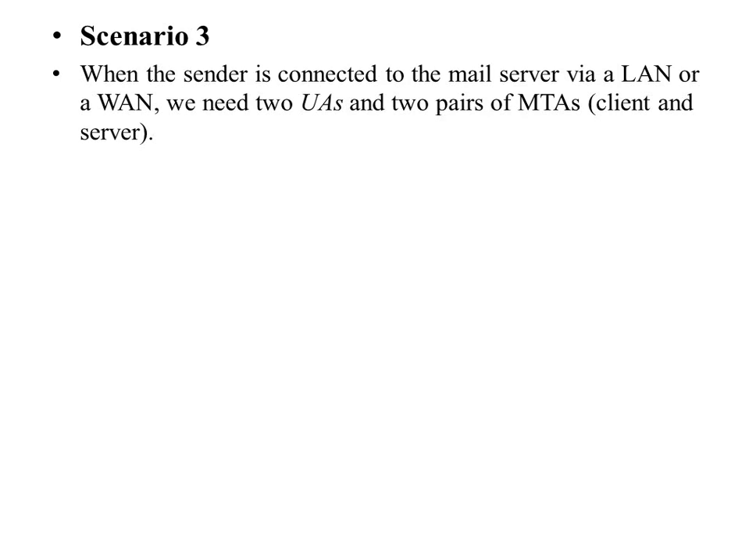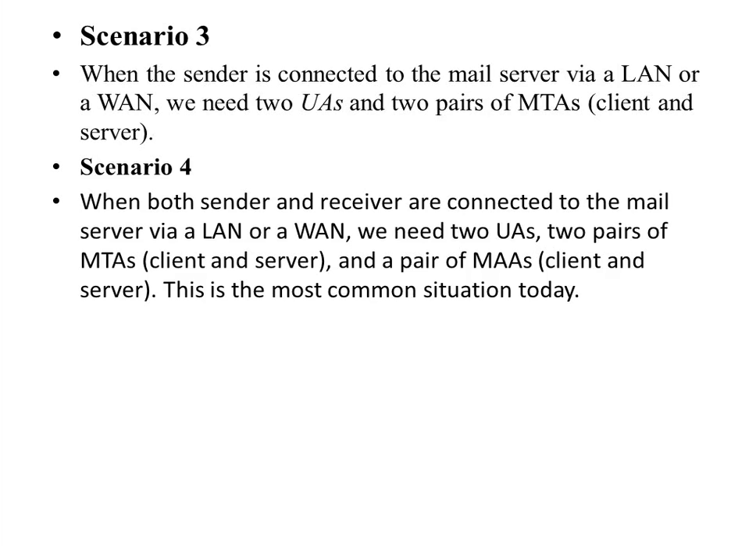So this is a client-server type of structure. That means through a LAN you are trying to access the email. So you will require 2 UAs, 2 user agents and 2 message transfer agents. And the final scenario is where both the senders and the receivers are connected through a server and via LAN or WAN. So you will require 2 UAs, 2 pairs of MTAs and a pair of MAAs.